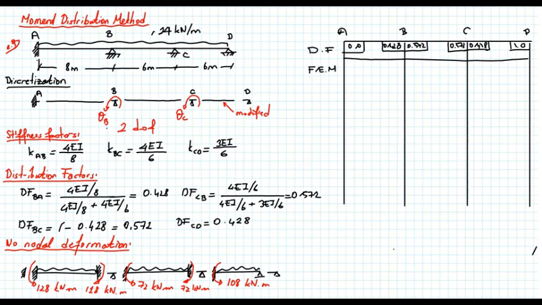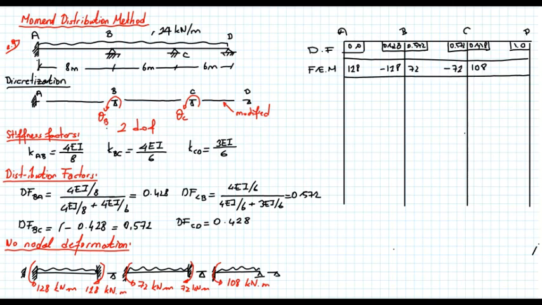So here I have 128, minus 128, 72, minus 72, 108. Okay, when all nodes are clamped, this is what I see.